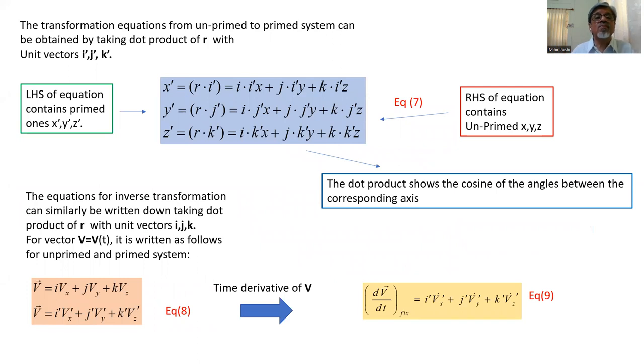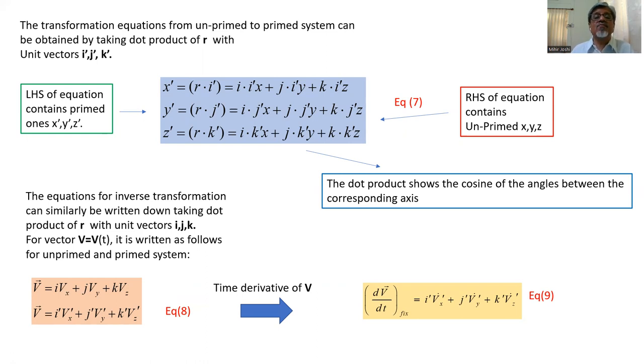The transformation equations from the unprimed to the primed system can be obtained by taking a dot product of vector R with the unit vectors i prime, j prime, and k prime. So we want a transformation from the unprimed to the primed system. In the following equation, number 7, the left-hand side has x prime, y prime, and z prime, and they represent the primed coordinate system. On the right-hand side, x, y, and z are the unprimed ones. So we have x prime represented as R dot i prime, which is equal to i dot i prime x plus j dot i prime y plus k dot i prime z.